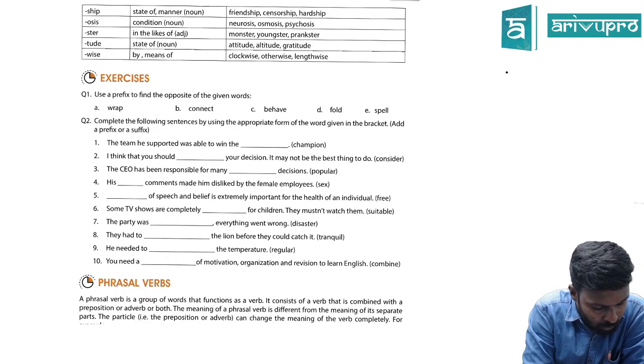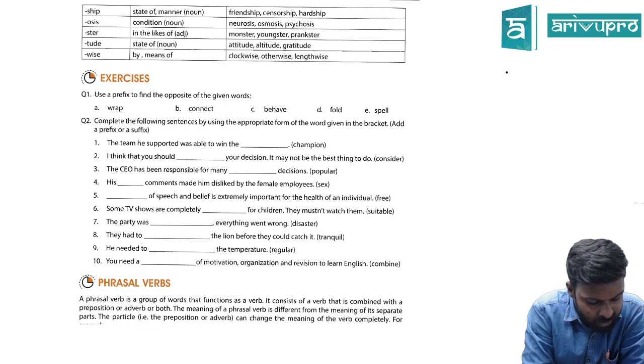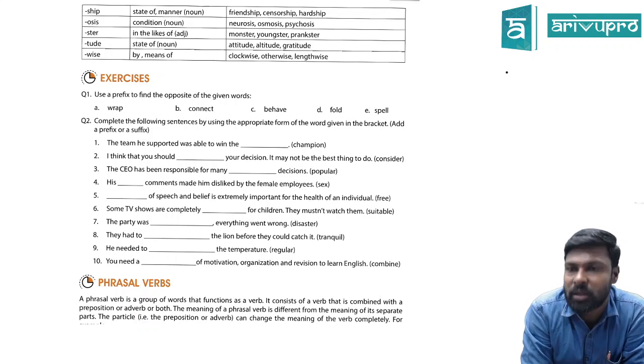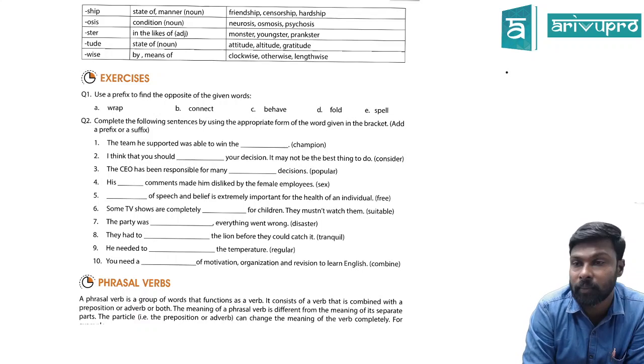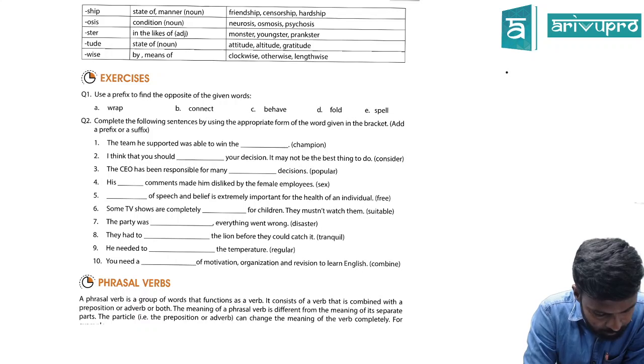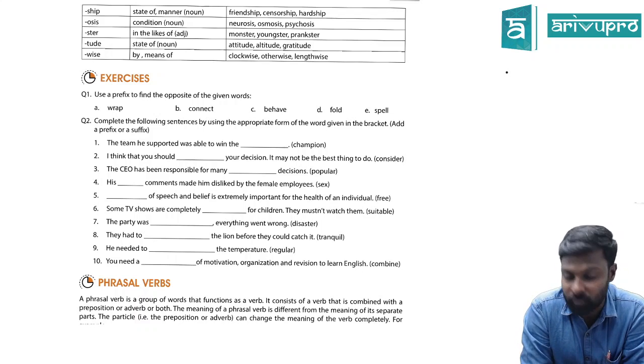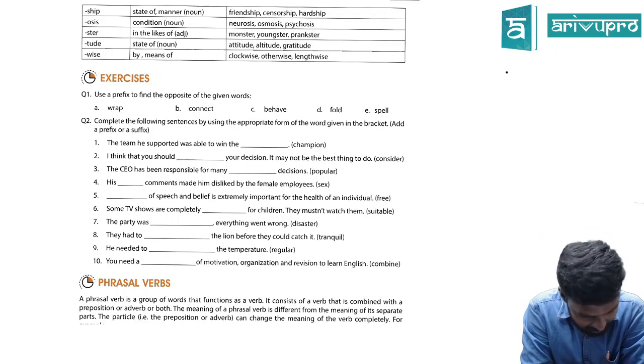The team he supported was able to win the championship. Very good. I think that you should reconsider your decision. The CEO has been responsible for many unpopular decisions. Very good. His sexual comments made him disliked by the female employees. Freedom of speech. Some TV shows are completely unsuitable for children. The party was disastrous. Very good.